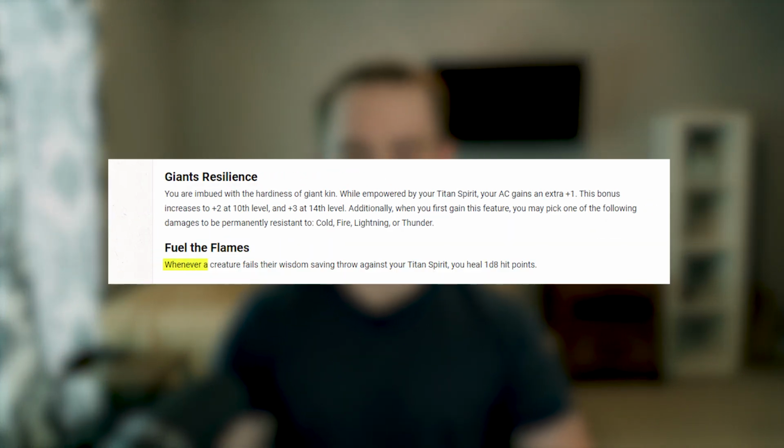Next, at 10th level, we have a new ability called Fuel the Flames. Whenever a creature fails their Wisdom saving throw against your Titan Spirit, you heal for 1d8 hit points. So this ability is a healing ability, and it works in conjunction again with your Titan Spirit form. It is talking specifically about that saving throw that enemies have to make when they start their turn within 60 feet of you while you're empowered by your Titan Spirit. So what this does is heal you every time that an enemy fails their taunt, essentially.